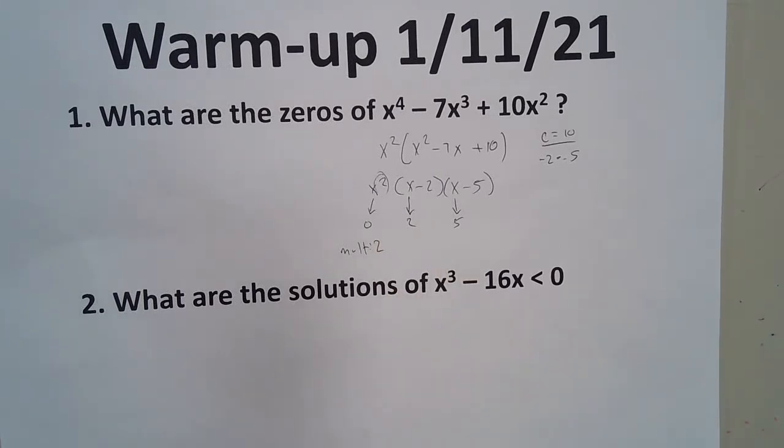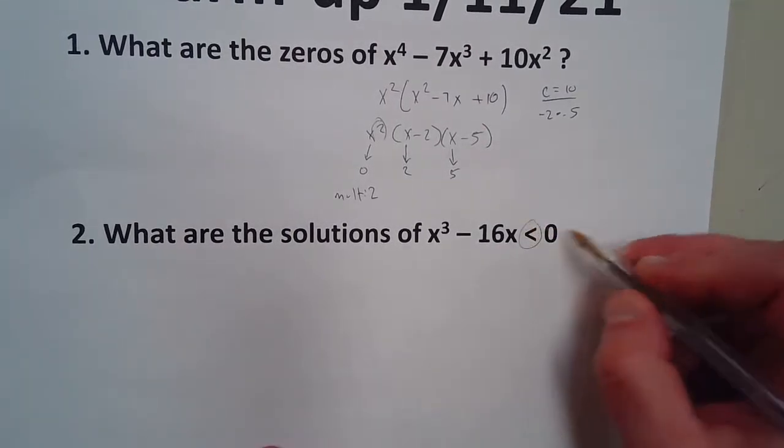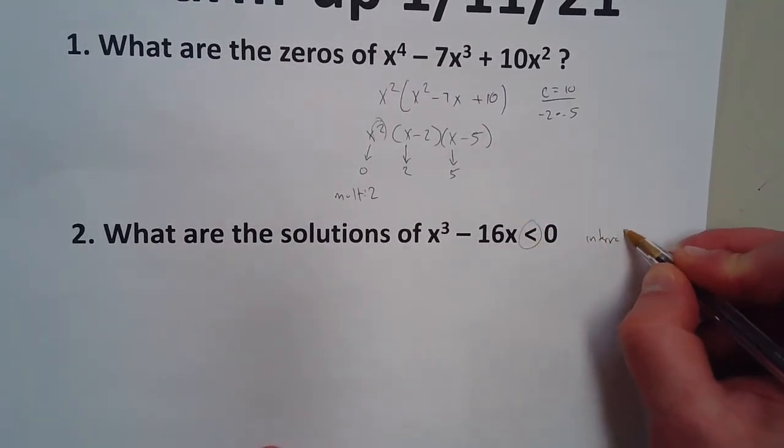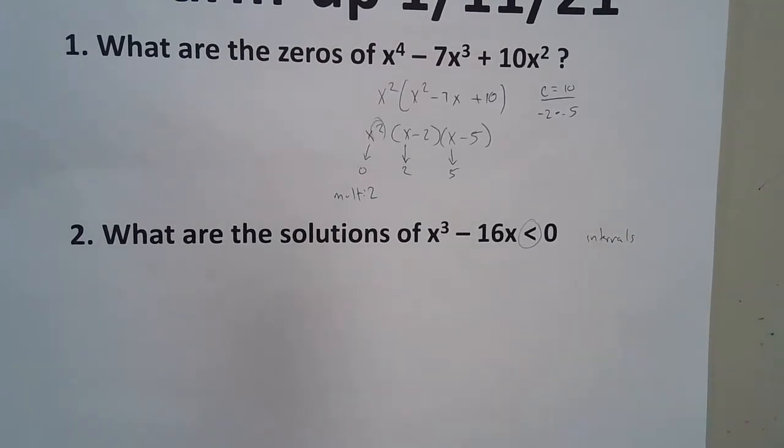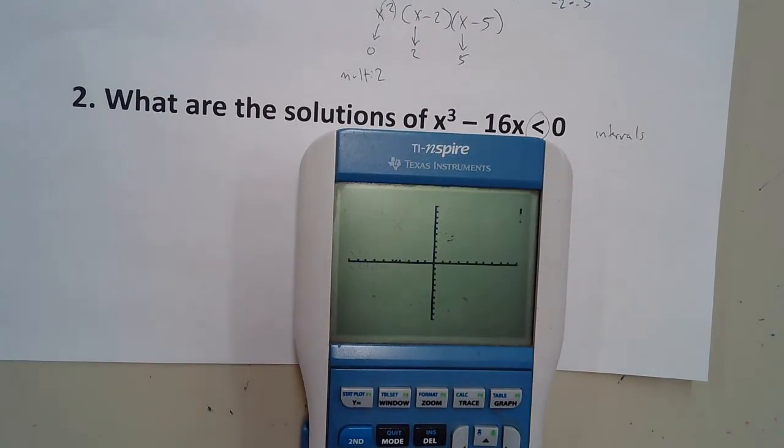All right, and then the next one, inequality. What are the solutions of this? As soon as I see an inequality, I know that my answers are going to be intervals because it's going to be all the values below 0. So with these, while you could factor this and you get the zeros, you really are going to need the graph anyway because you need to see when it's below the x-axis. So I would go right to graphing this. And again, whether you use Desmos or graphing calculator, put it in, graph it. Let's see what we're working with.